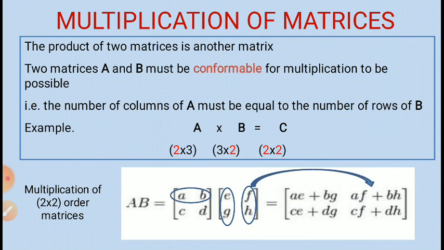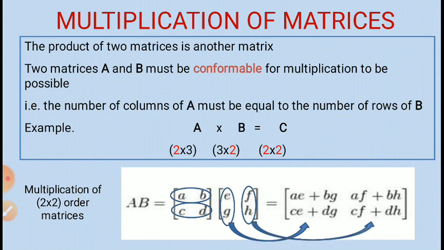Next, to get the second row elements of the new matrix, we have to multiply the second row of A matrix with the first column of B matrix. We'll get CE plus DG. C will be multiplied with E and D will be multiplied with G. Next, we have to multiply the second row of the A matrix with the second column of the B matrix. We'll get CF plus DH. Like this, we have to multiply two matrices.